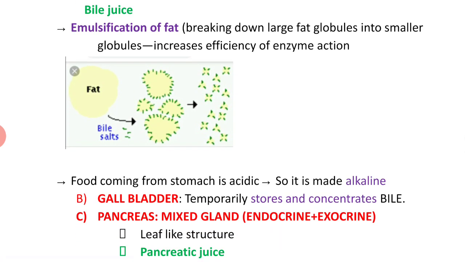The second important function of bile is that it makes the food coming from the stomach alkaline. In the stomach, HCl is present, so the food present over there will be highly acidic. But when it comes to the small intestine, the bile mixes with that food and makes it alkaline, because whatever enzymes are present in the small intestine will act in alkaline pH and not acidic pH.